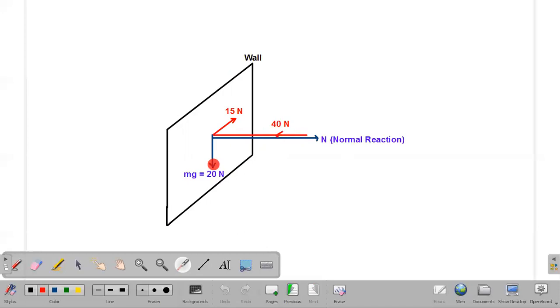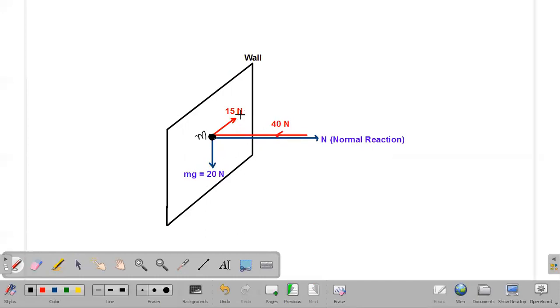Force of gravity will act in the downward direction given as mg, and mass was given as 2 kilogram. So that is force of gravity. And the normal reaction from the wall will be towards the right side, denoted by capital N. So here is the free body diagram of that mass. Let me denote the mass by a point. So this is the mass given as 2 kilogram, and it is under four forces.